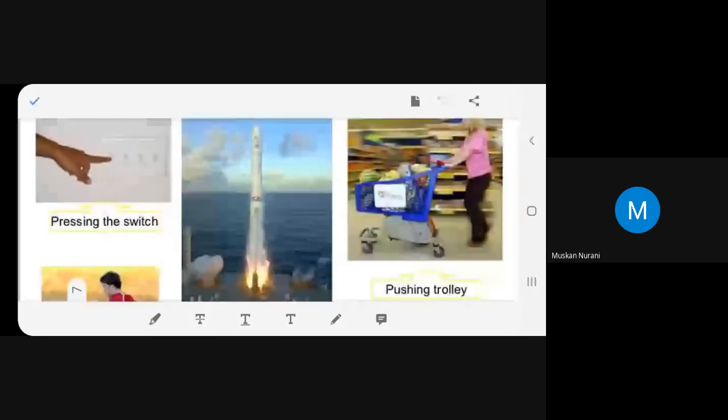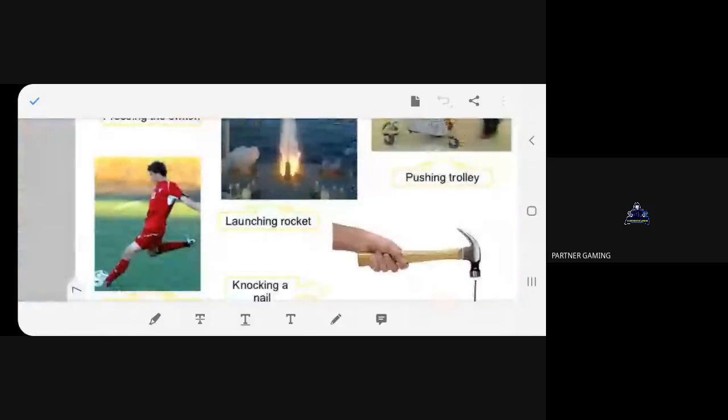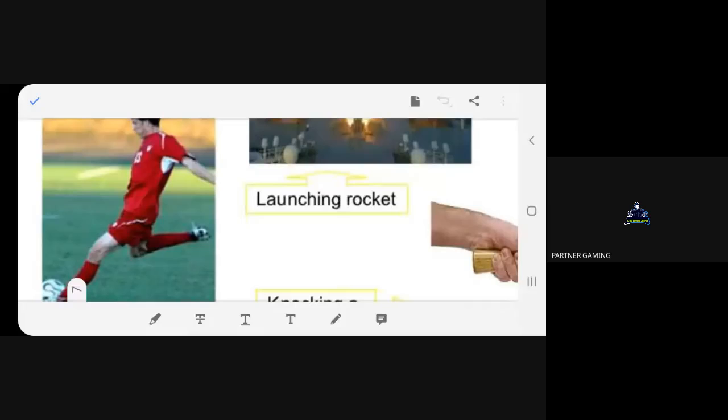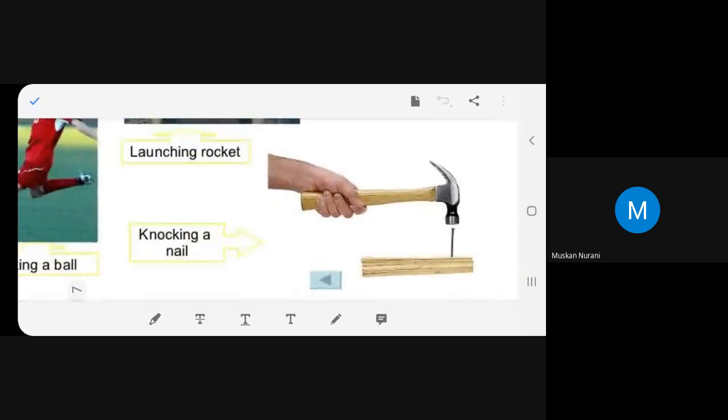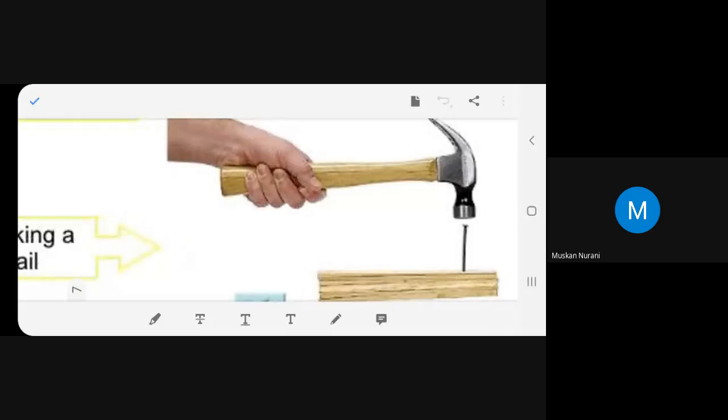This one, trolley, pushing. This one, kicking a ball, pushing. Hammering a nail, pulling. Something is wrong, I think so. No, ma'am. Pushing. Who is this person? The second time he has said like this.